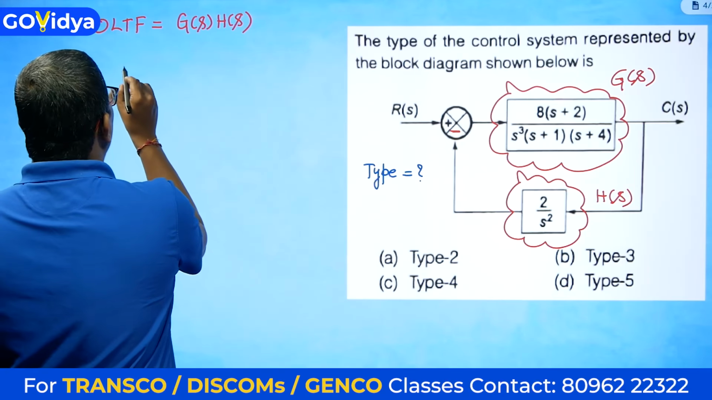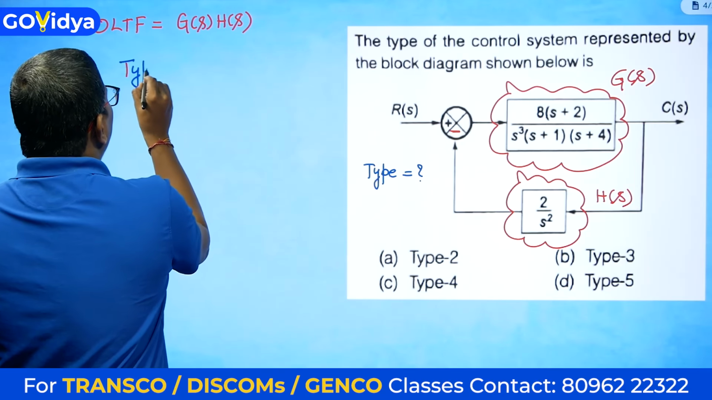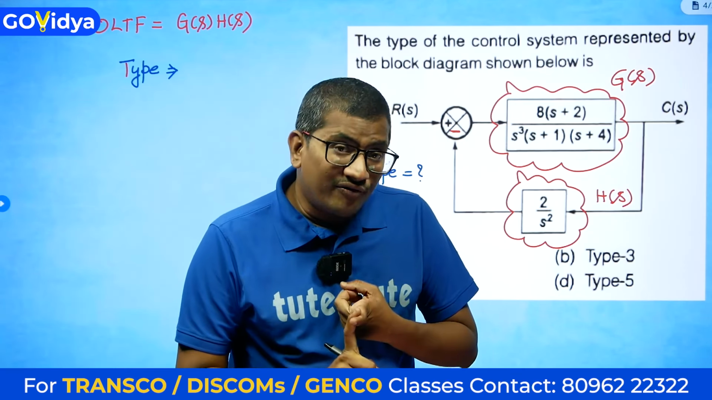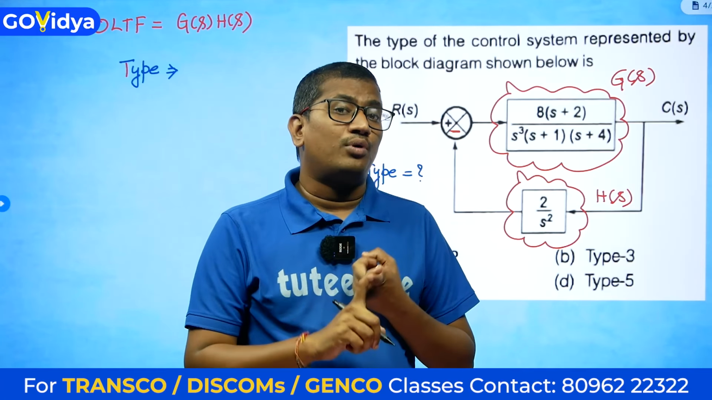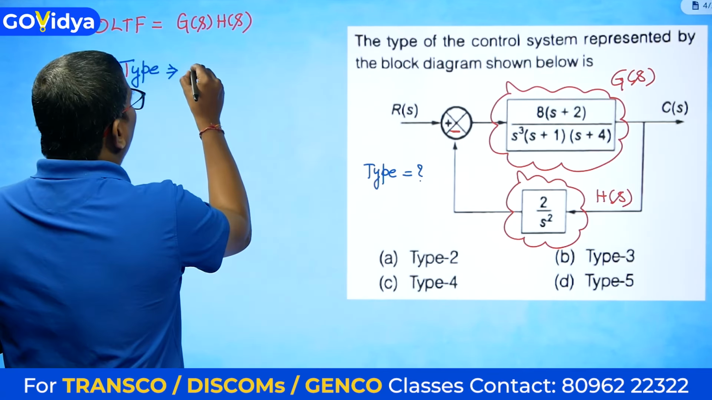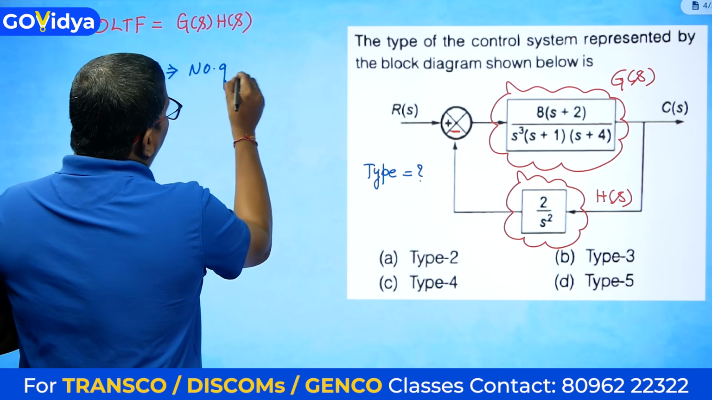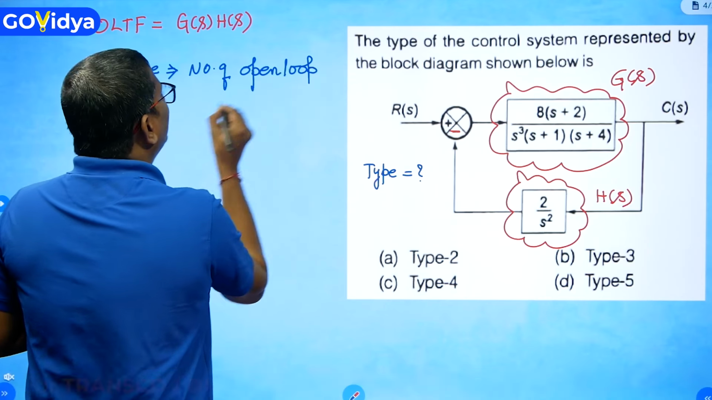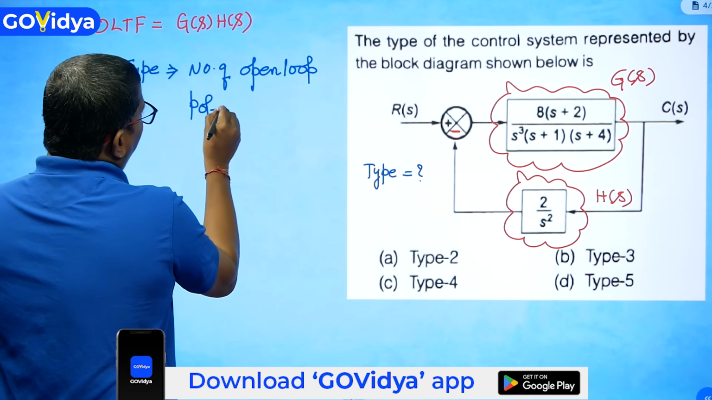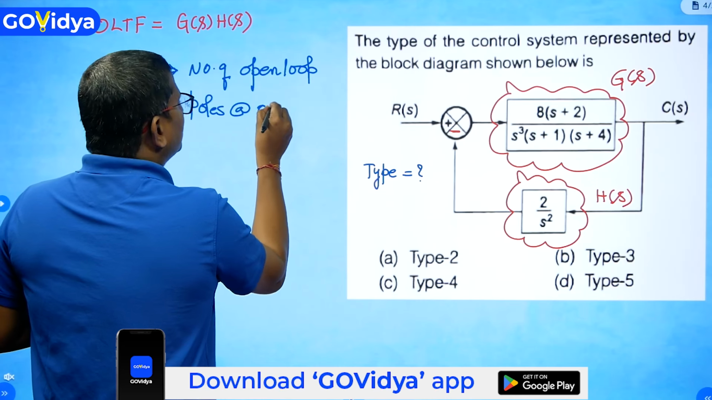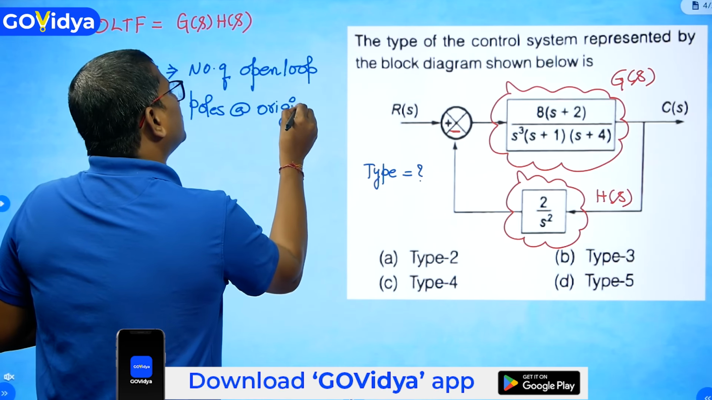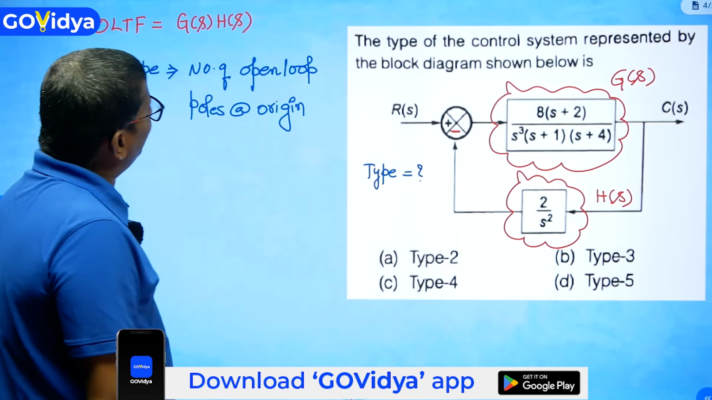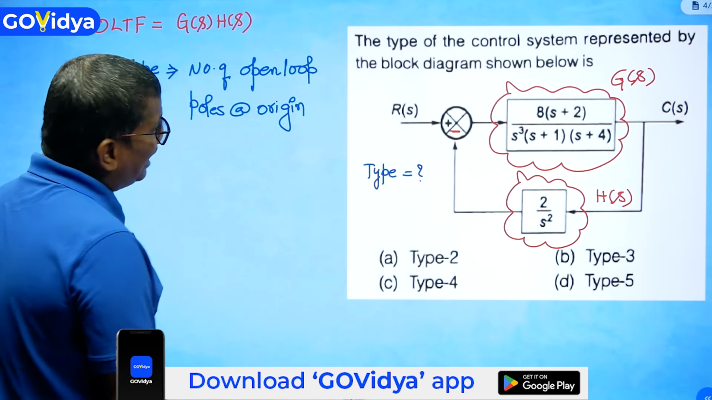Basically, what is meant by the type of the system? Generally, type is going to define the number of open loop poles at origin. How many open loop poles at origin do we have right now?